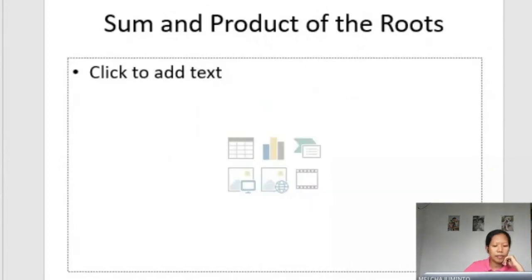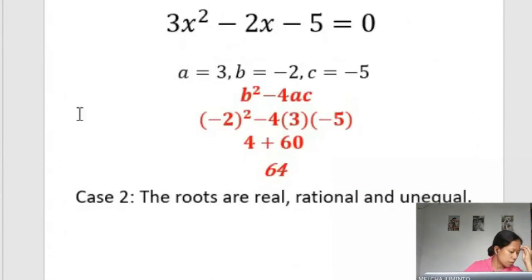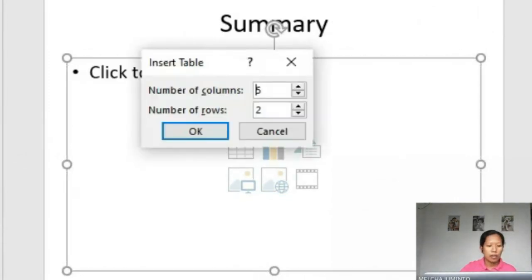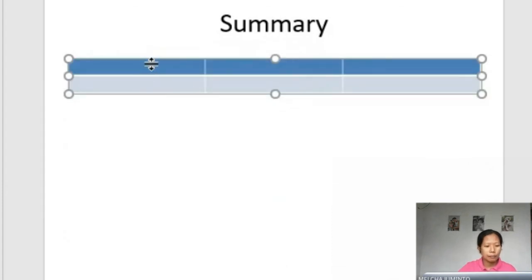Okay na? Any questions with the first lesson about discriminant? Any questions? Now, before we move to the next lesson, allow me to summarize first the lesson about discriminant. For the summary, let us use a table. Here, I will write discriminant and then nature of the roots.